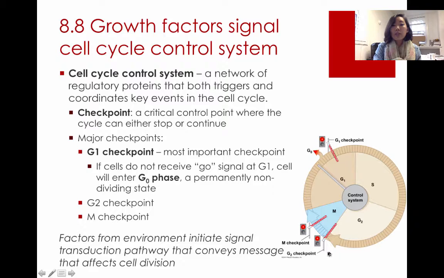At each of these checkpoints, the cell decides whether or not to go forward by interacting with the environment. Certain factors from the environment indicate to the cell through a signal transduction pathway whether or not it's okay for it to continue forward or if it should stop dividing.